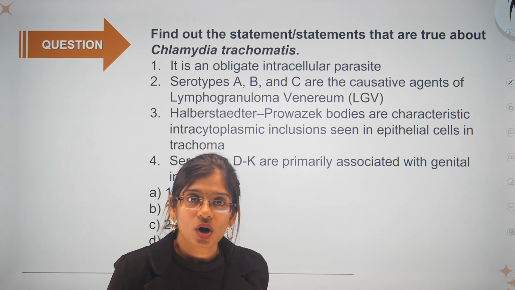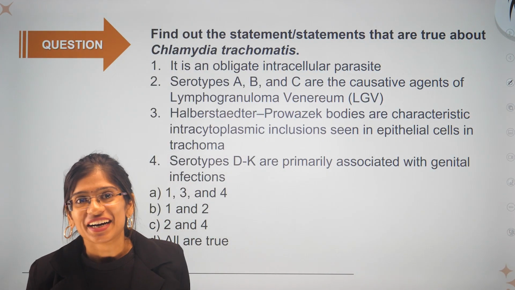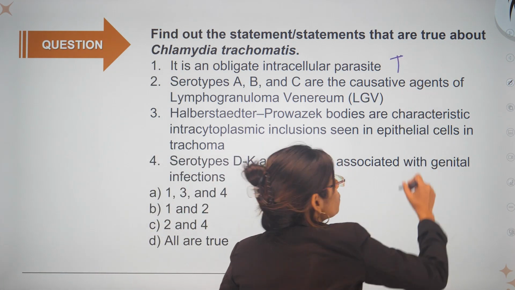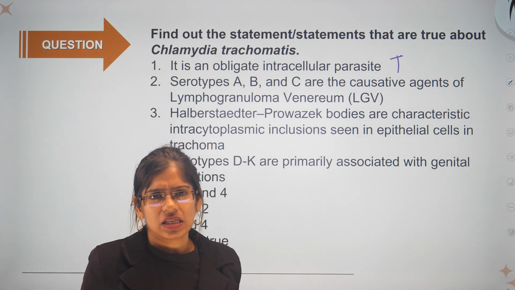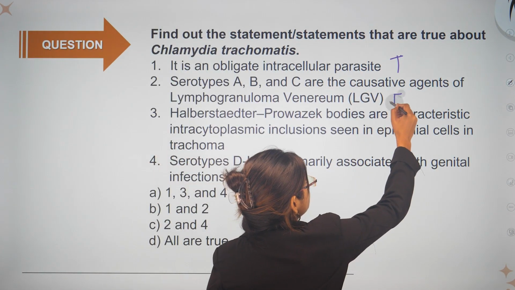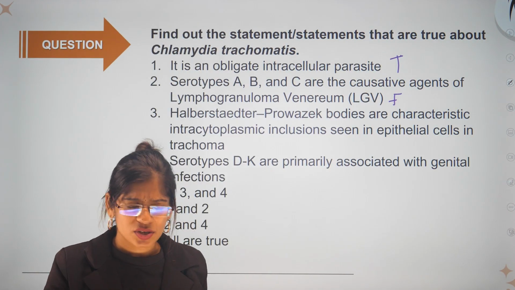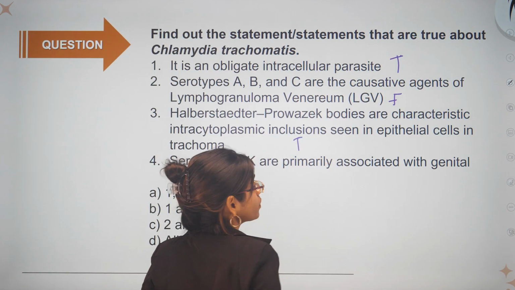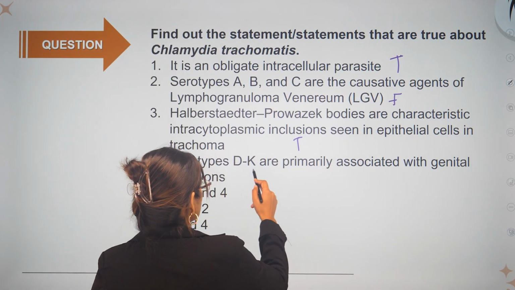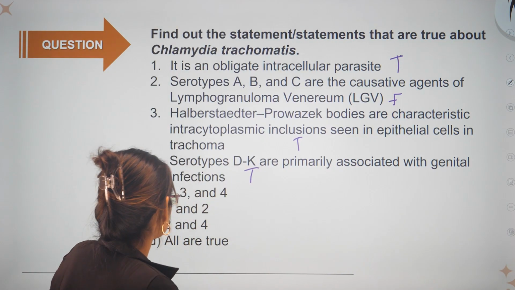Find out the statements that are true about Chlamydia trachomatis. A lot of questions on Chlamydia trachomatis because that was a topic. It's an obligate intracellular parasite. Very true. Second, serotypes A, B, C cause LGV? No, A, B, C will cause trachoma. So this is false. HP bodies are inclusion bodies seen in the epithelial cells in trachoma. That is true. Serotypes D to K are associated with genital infections, which is true. So the true statements are 1, 3 and 4.